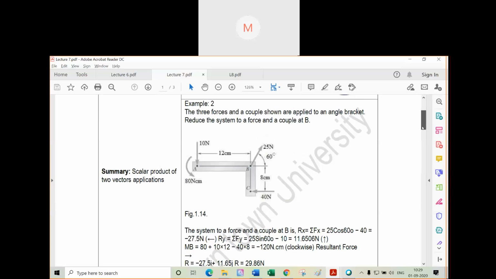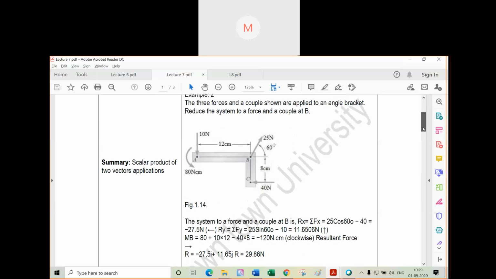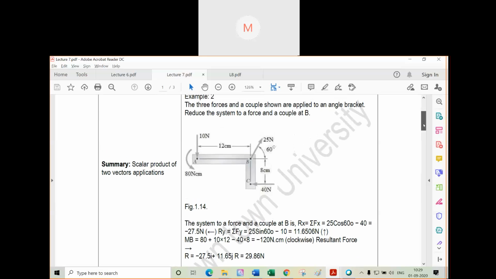So what you have to do is, look, let us discuss this question now. Free forces and a couple. We haven't discussed this, no? Did you discuss this sum? No. So just write the question and draw the diagram.